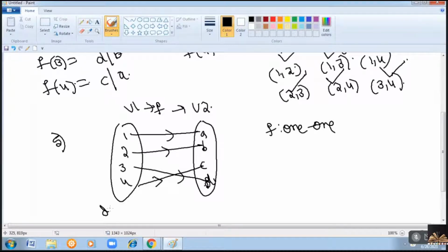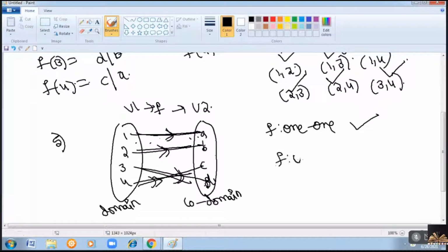So this is your domain. In the second unit, we discussed this functions topic, right? This is the codomain. For every element in the domain, there should be a one-to-one mapping with the elements in the codomain, right? When you observe here, there is a one-to-one mapping. So f is a one-one function.